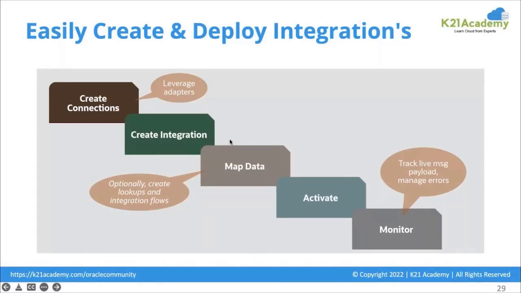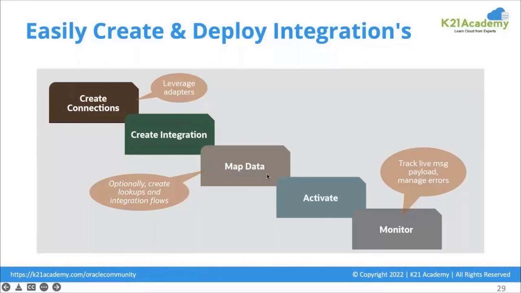Once your mapping is done, the next step is to deploy your integration. Again, deployment is a single click activity, meaning you switch on the integration and your integration is deployed on your integration runtime engine. Once your integration is activated, you will have a unique endpoint which can be triggered by any third party application. And once it is triggered, the administrator will have a job to monitor those integrations. They can track the live messages, payload, and manage errors.